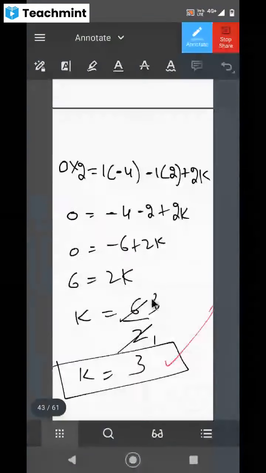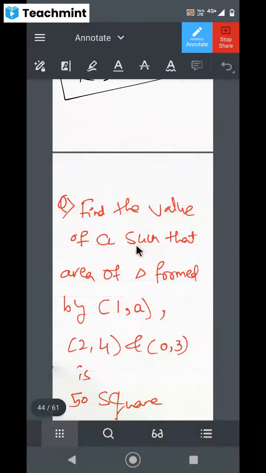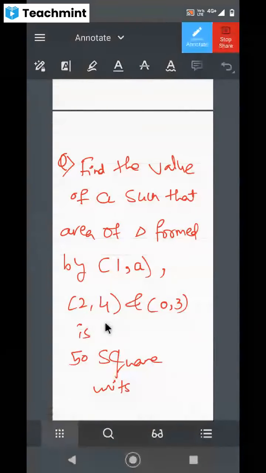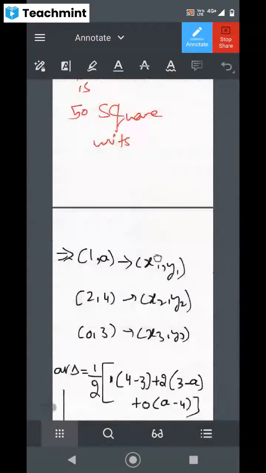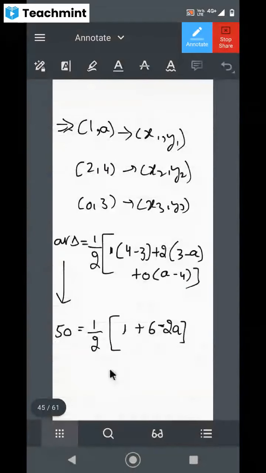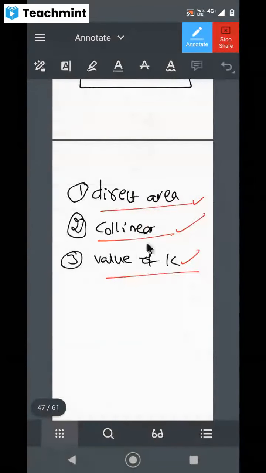Did you understand all these problems, dear children, how to do? Yes, sir. Now, after that, find the value of k such that the area of the triangle formed by these points 1, 8, 2, 4, and 0, 3 is 50 square units. We found this out. Here we took it as 50 because the area is mentioned as 50. We found out that value. So a direct area, collinear, and value of k, these three kinds of problems.